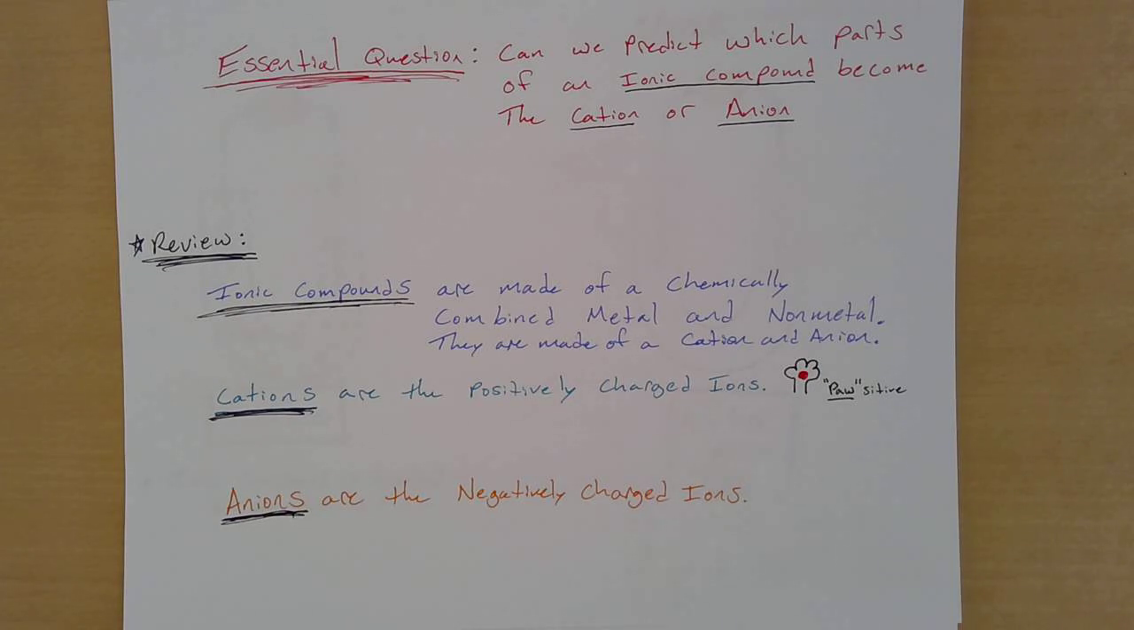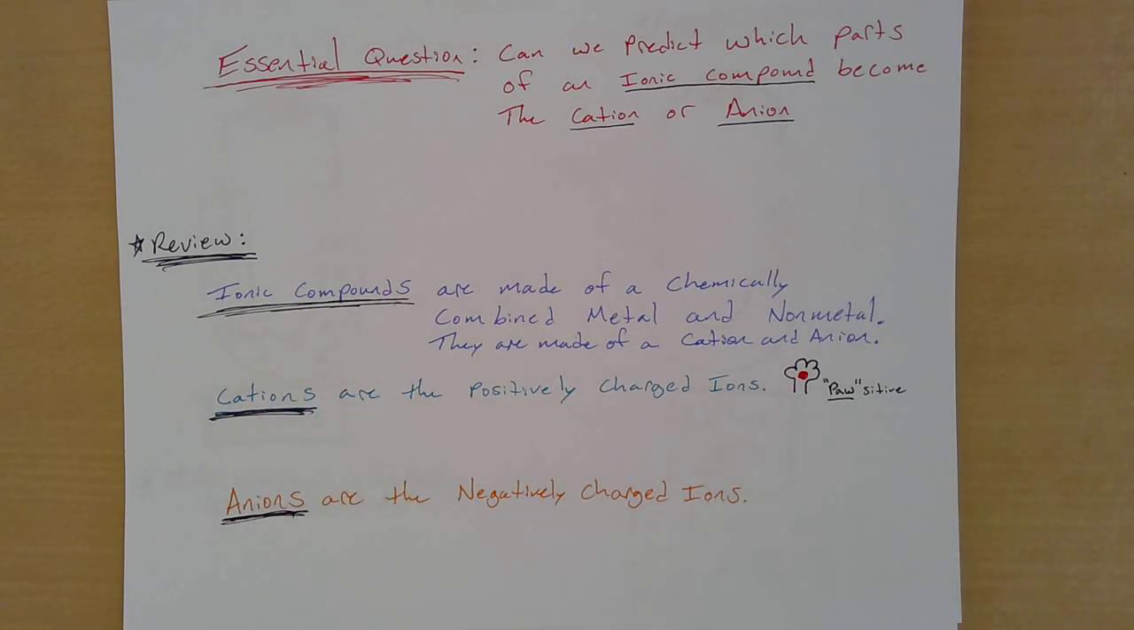Is the metal going to be positive? Is the metal going to be negative? What's going on with the non-metal? So our question that we were really seeking is, in an ionic compound, can we start to predict what part becomes the cation or the anion? So let's review these terms real quick.